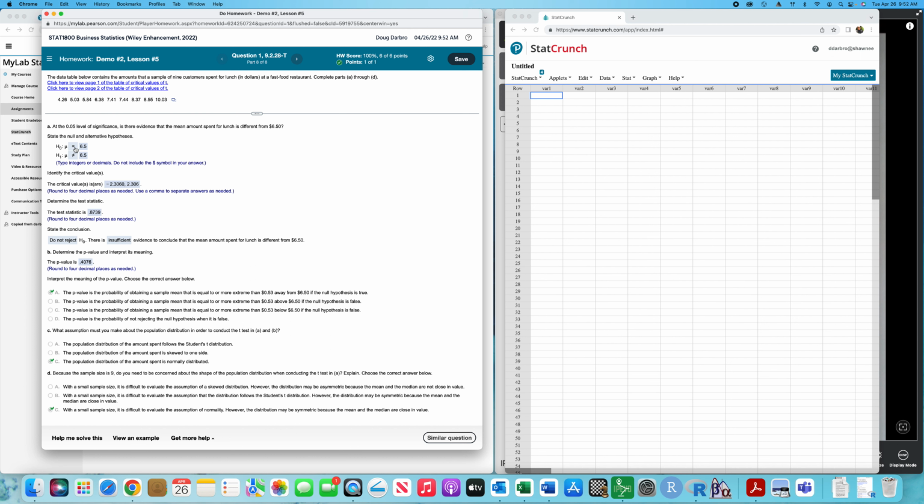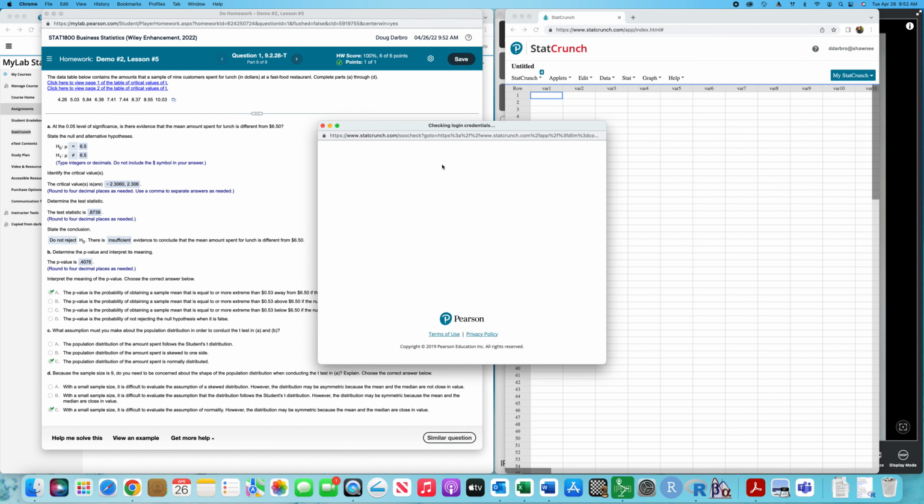So again, mu equals 6.5, because the null hypothesis is always equal to, and we're testing to see if there's a difference. So not higher, not lower. So not equal to would be the alternative hypothesis. The critical values, we can cheat a little bit here. So let's do that.